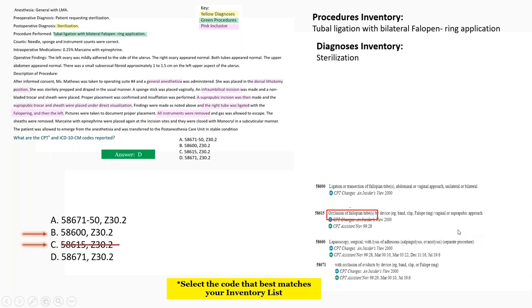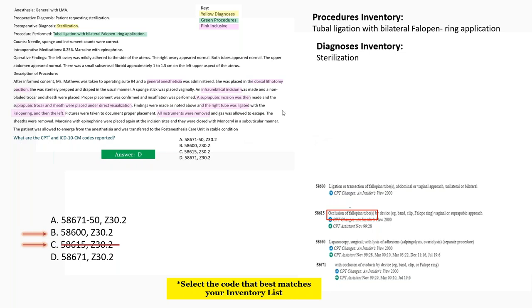That's a wrong answer. Let's look into the next one, 58600, which is coding for a ligation or transection of fallopian tubes, abdominal or vaginal approach, unilateral or bilateral. In 58600, the provider will ligate, or tie off, or transect one or both fallopian tubes to prevent future pregnancy. The provider performs these services through the abdominal as well as the vaginal approach. Again, in this procedure, the approach is different to what we have.